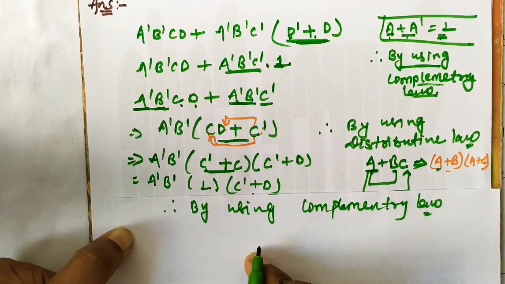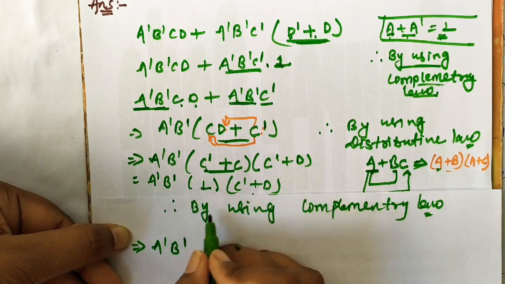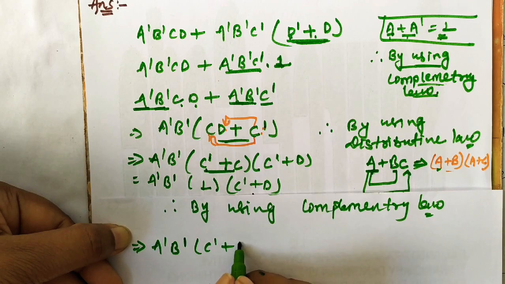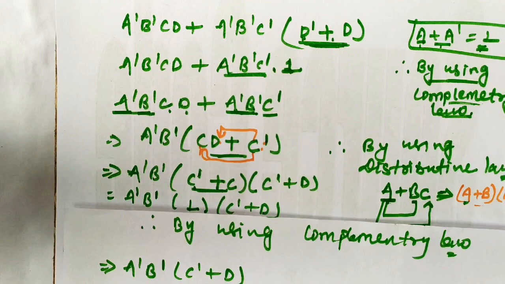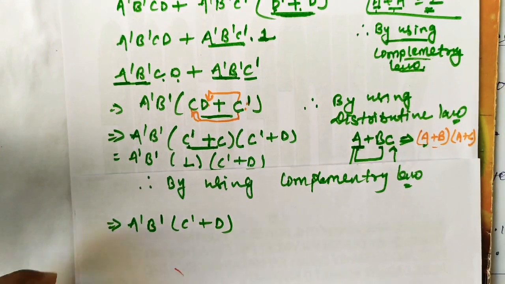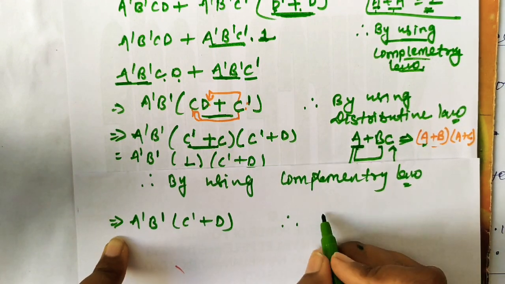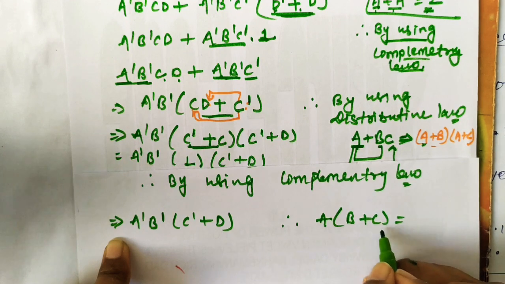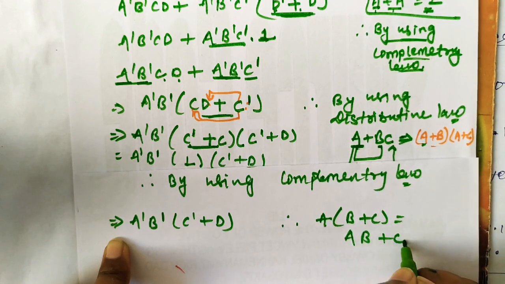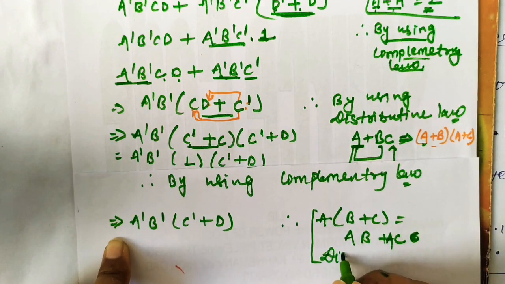Complementary law. So the value is a dash, b dash, then c dash plus d. This is the complementary law. Next, we solve again by using the distributive law. So the distributive law means if I am writing a plus b, the answer is ab plus ac. This is the distributive law.